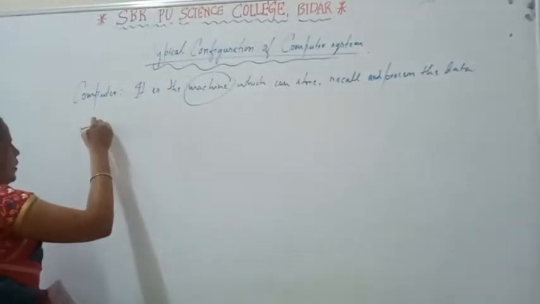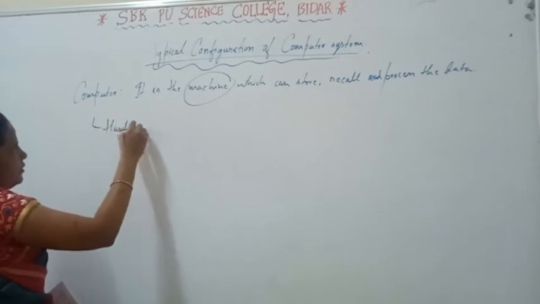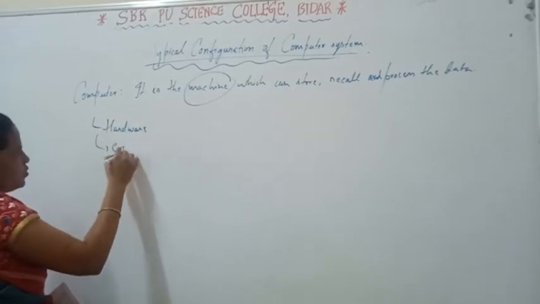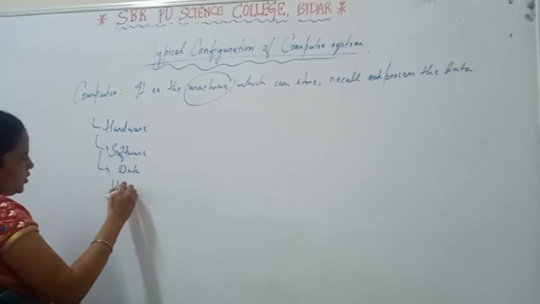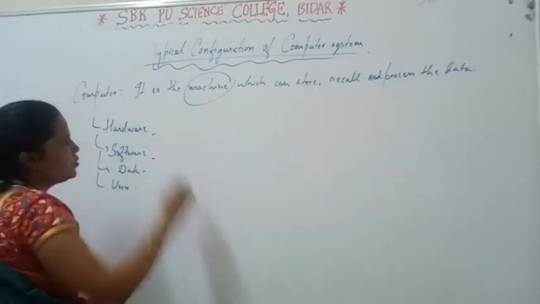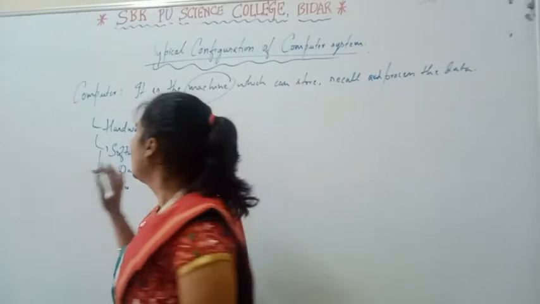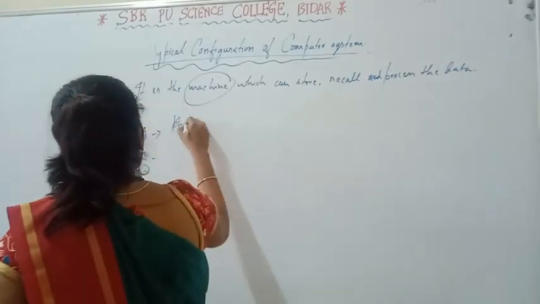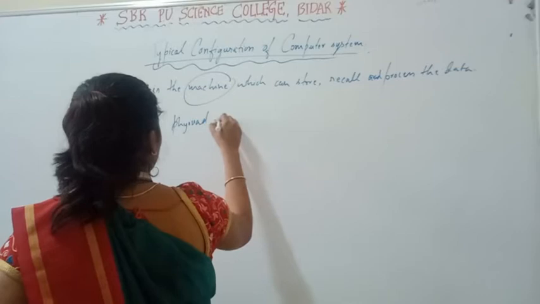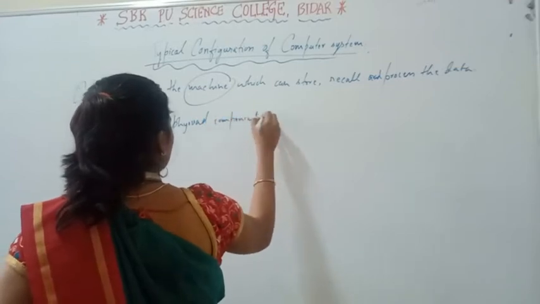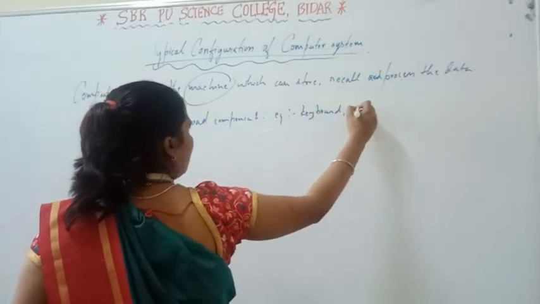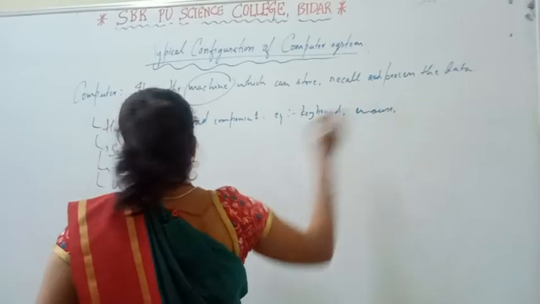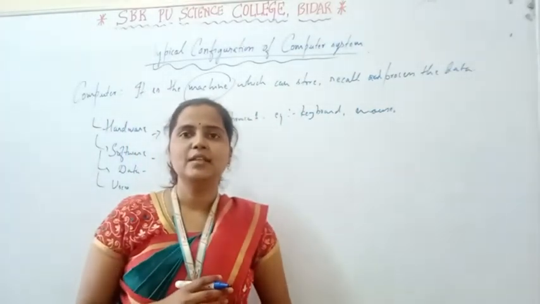Okay. Now what are the basic things in that: hardware, software, data, user. So these are the basic terms used in the computer. Now what is hardware? Whatever physical component you see, जो भी physical component दिखता है. Example, you see a keyboard, right? Keyboard or a mouse, monitor. So all those things are considered as hardware.